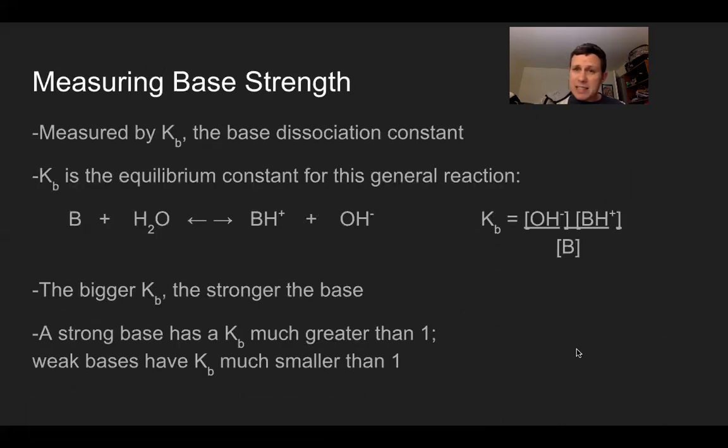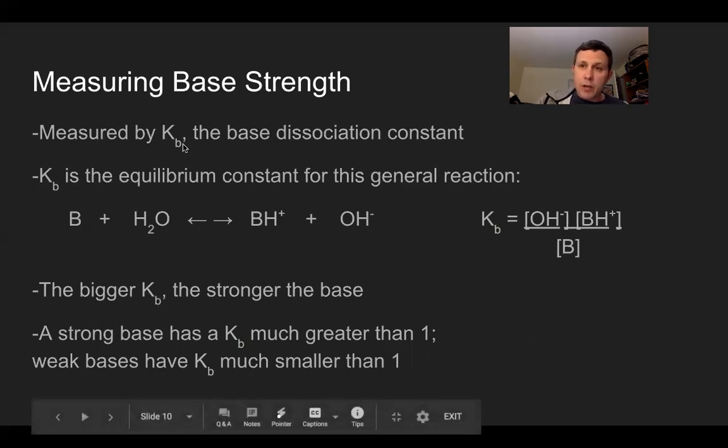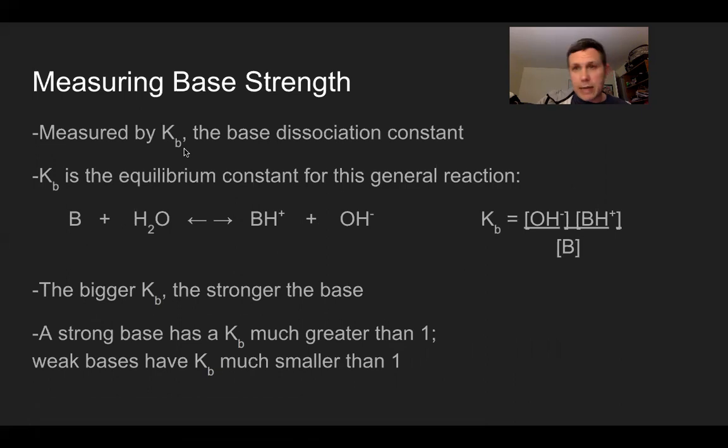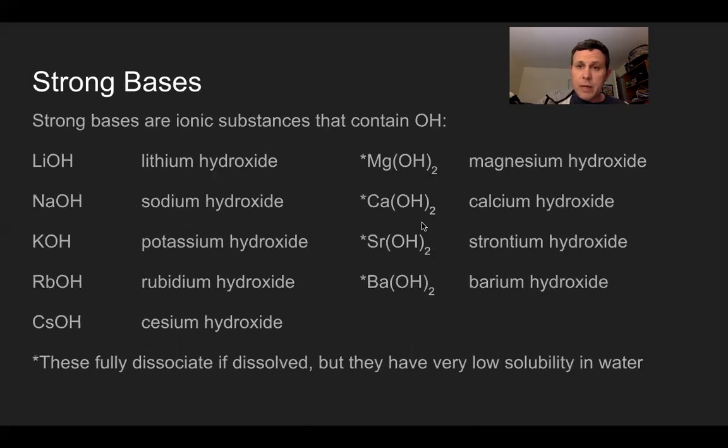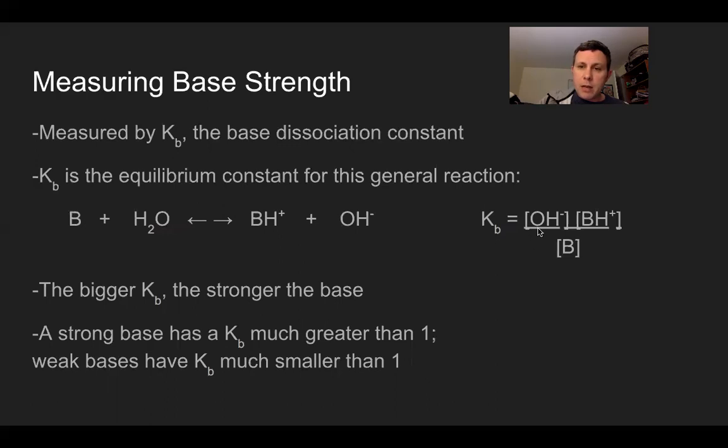Now, bases, it's the same idea. We measure with an equilibrium K value. We call it the base dissociation constant, Kb. And this is a general formula for a base reaction. A base reacts with water. And what do bases do? They pull H plus away from something else. So it pulls the H plus off water to become BH plus and then OH minus. And again, B is not a real chemical. It's just a general placeholder I'm using. So the formula for Kb is OH minus times BH plus over B.